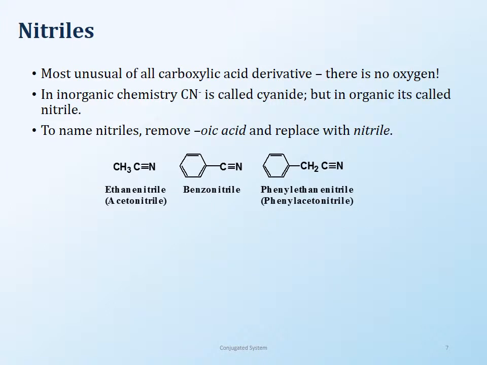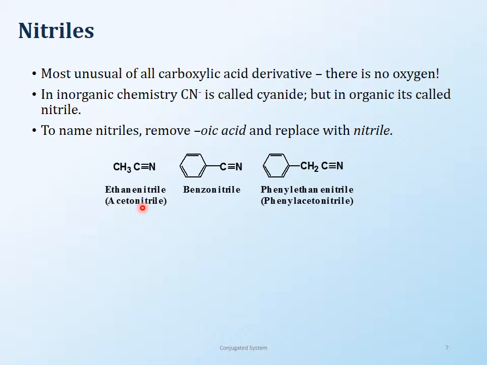And then, of course, we have the nitriles, which is a little unusual, as I said, because there is no oxygen in there. In inorganic chemistry, we call the CN group a cyanide, but in organic, it's called nitrile. It's a little weird. Anyhow, to name the nitriles, you would remove the oic acid and replace it with nitrile. So for example, if you have 2 carbons in there, it would be called ethane nitrile. Ethane coming from the 2 carbons and the CN giving the nitrile. However, the carbon here is part of the long chain. So it's ethane nitrile. Acetonitrile would be the common name for this.